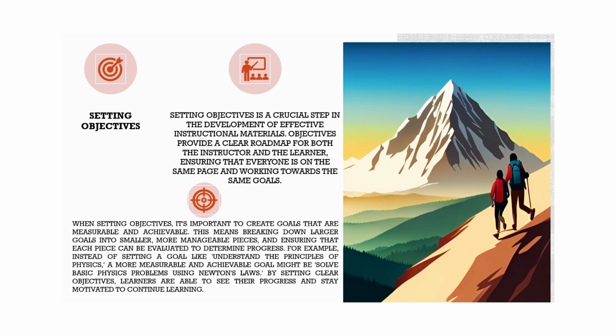When setting objectives, it's important to create goals that are measurable and achievable. This means breaking down larger goals into smaller, more manageable pieces and ensuring that each piece can be evaluated to determine progress. For example, instead of setting a goal like "understand the principles of physics," a more measurable and achievable goal might be "solve basic physics problems using Newton's laws." By setting clear objectives, learners are able to see their progress and stay motivated to continue learning.